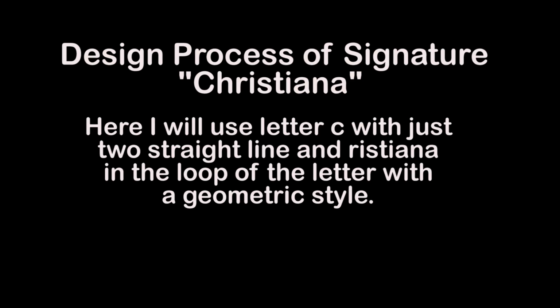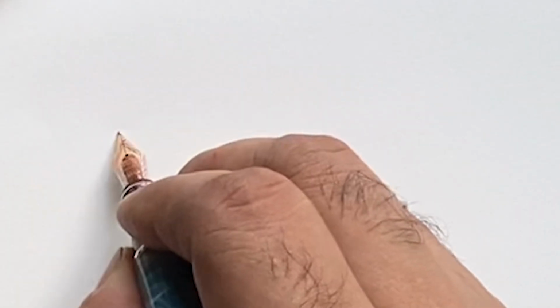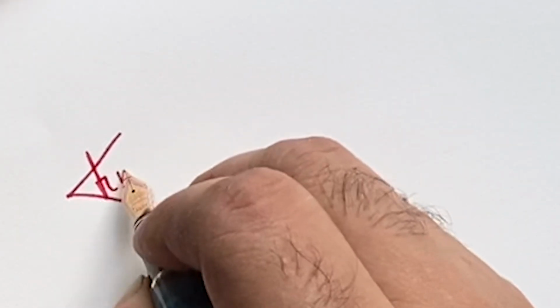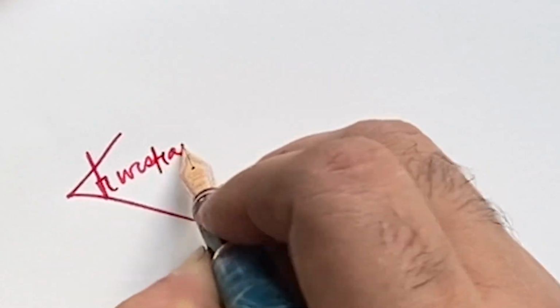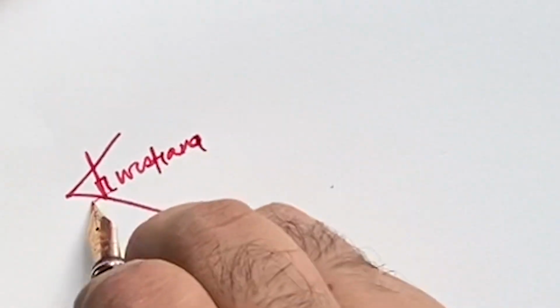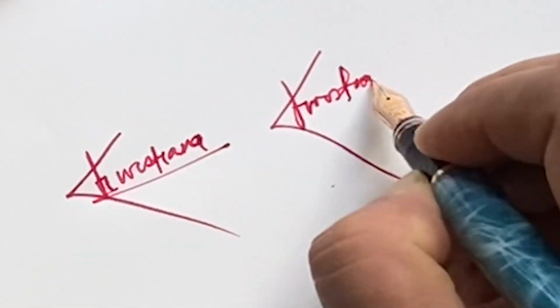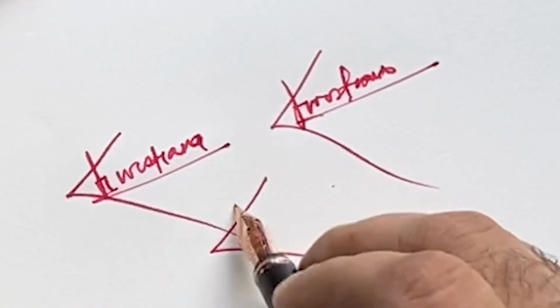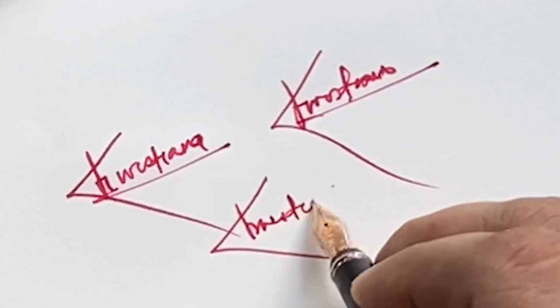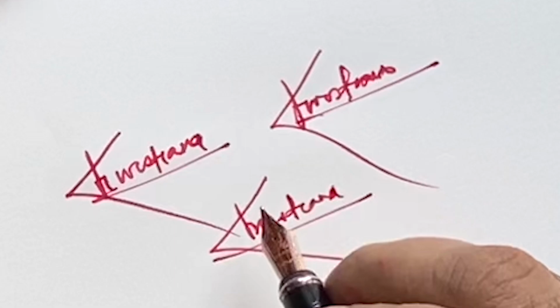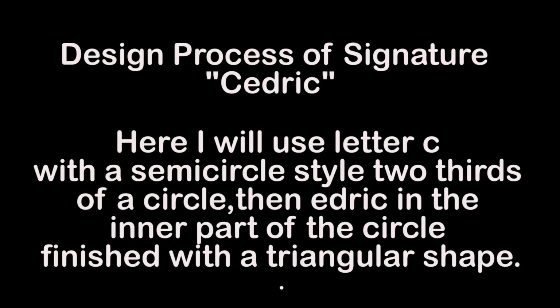Now let's design the signature of Christiana from UK. Here I will use letter C with just 2 straight lines and Ristina in the loop of the letter with a geometric style.